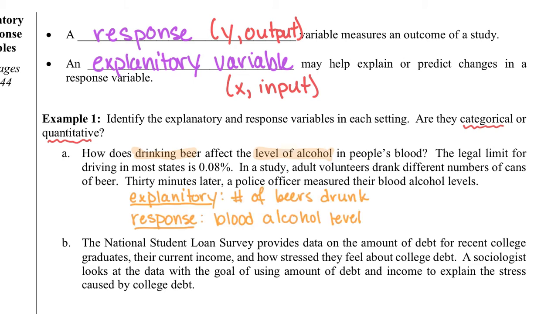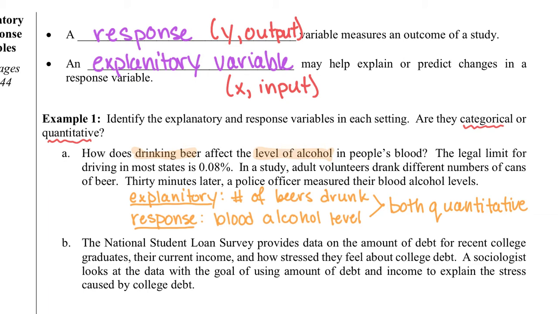The only other question we need to answer is whether these are categorical or quantitative. Number of beers drunk is definitely a number, so that's quantitative. Blood alcohol level is also measured in a percent, so that would also be quantitative. All right, let's go ahead and move on to our next example.